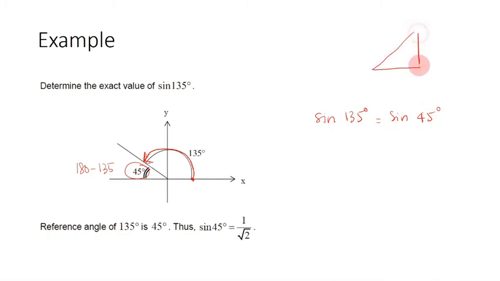and we know from the isosceles right angle triangle, if this is 45, this will be 1 and square root of 2. So sine 45 is equal to 1 over square root of 2.